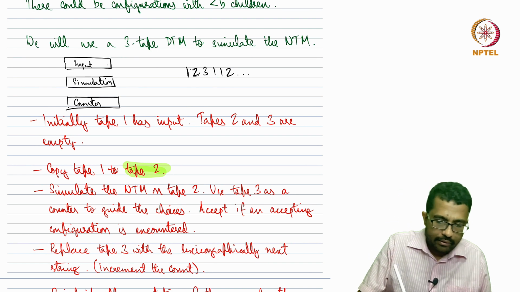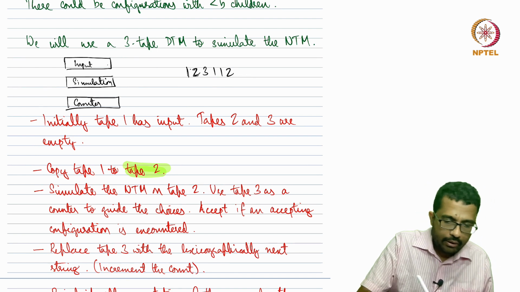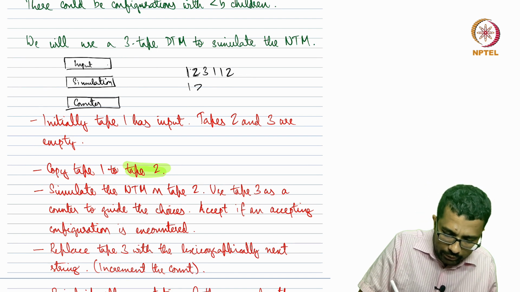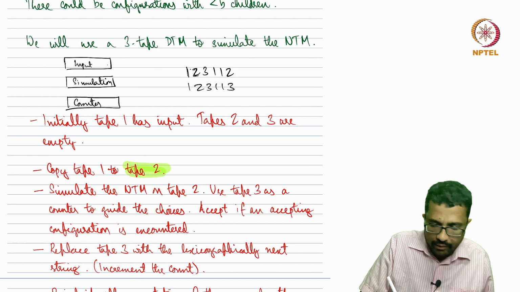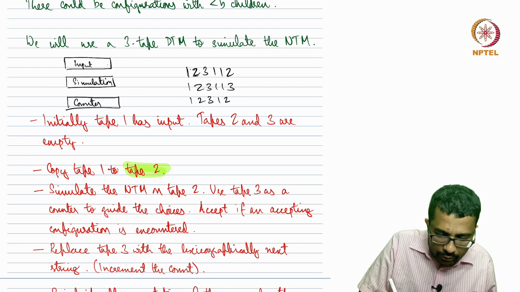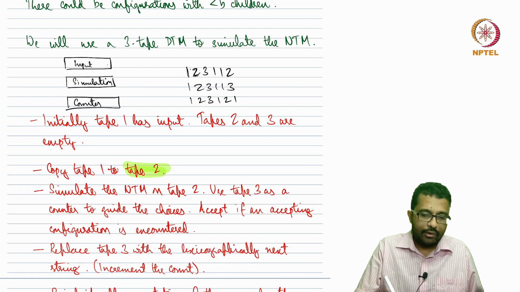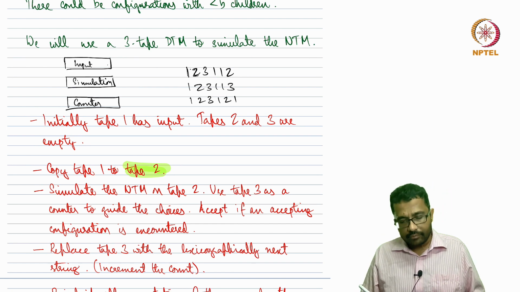So let's say the counter says 1 2 3 1 1 2 now. The next time it will say 1 2 3 1 1 3, and next time let's say 1 2 3 1 2 1, right? Because now there is no 1 1 4. In that case, it will be 1 2 1, and so on.